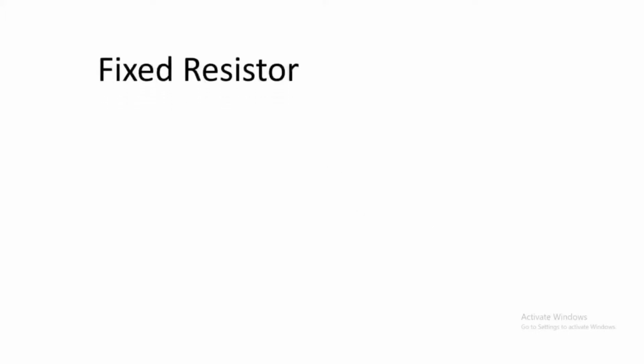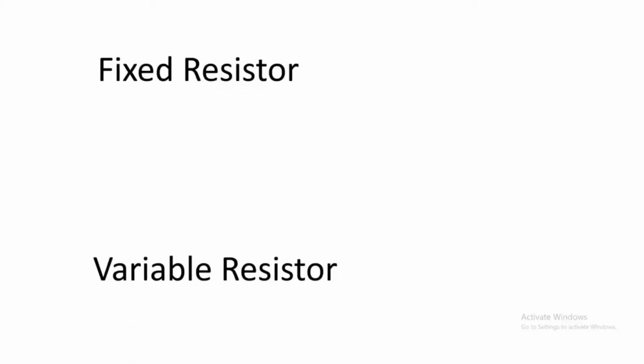How many types of resistor are there, and what is the function of each type? There are mainly 2 types of resistor: fixed resistor and variable resistor. A fixed resistor is one where, once you put it on the circuit board, you are not able to change its value. Therefore, it is called a fixed resistor.